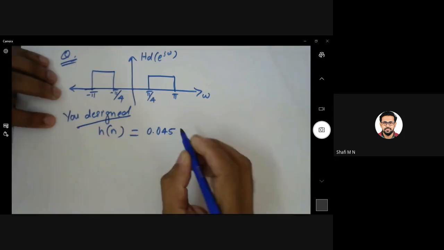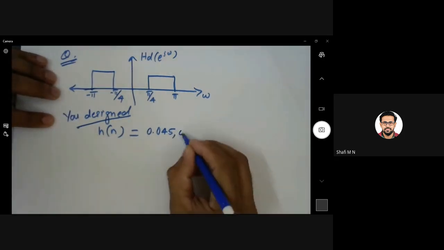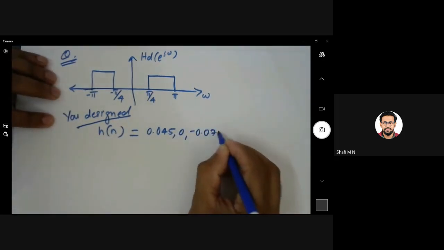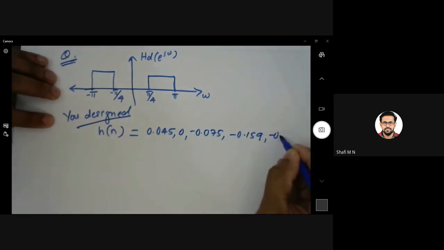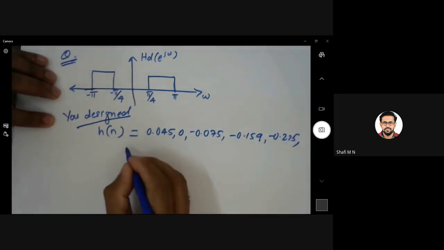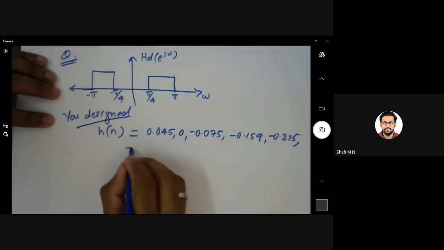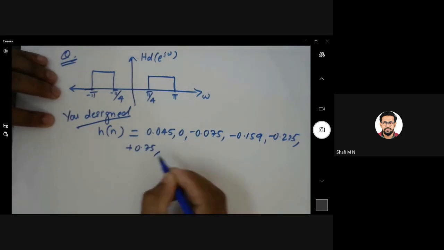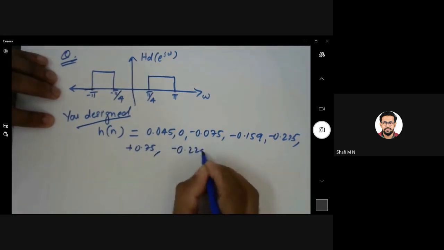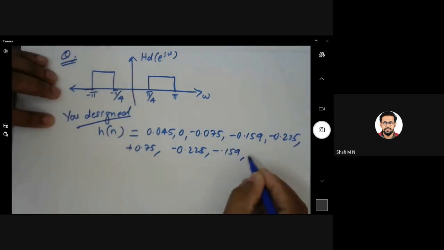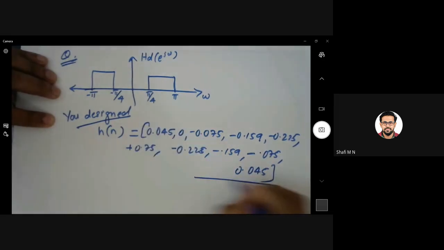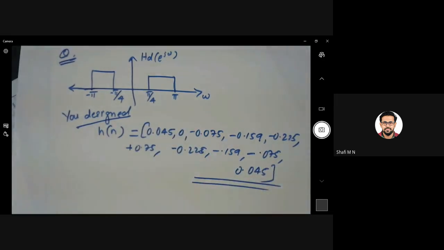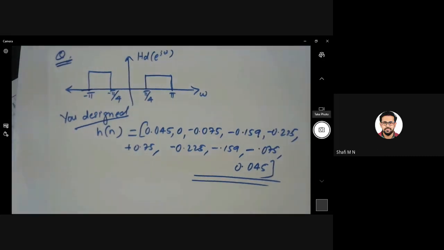0.045. Cross-check it. 0, minus 0.075, minus 0.159, minus 0.225, then plus 0.75 which is 3 by 4, minus 0.225, minus 0.159, minus 0.075 and 0.045. Isn't it? This was your design. Is that right? Yes, sir. Right. Now I am going to simulate in MATLAB.